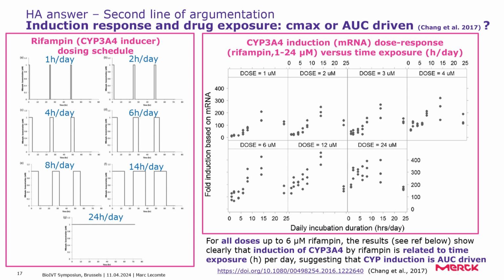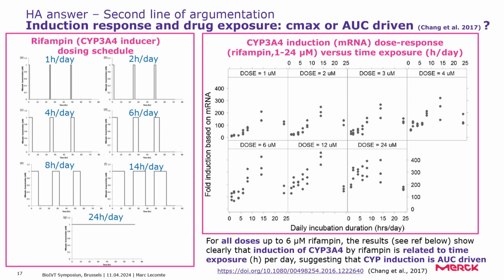So, then I come to the second argument we used to answer the health authorities. It was the following. Instead of just looking at the 24-hour last concentration, which was lower than the nominal, we asked ourselves, can the CYP induction be seen as a concentration mechanism, meaning Cmax, or more an AUC-driven mechanism? So I am relating to a publication by this group in 2017, and these two figures are from this publication.